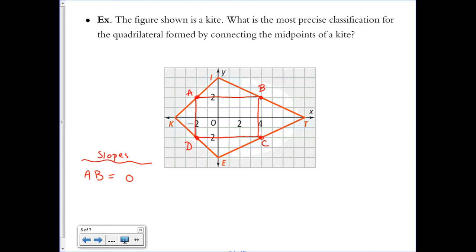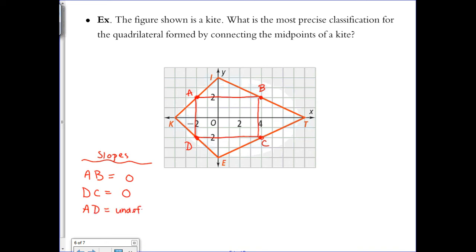I don't need to use the coordinates to show that the slope of that line is 0. If you did use them, you would get 0 because the y minus the y would give you 0 on the top of the fraction. And the slope of DC is also 0 because that's a horizontal line. The slope of AD is undefined because it's a vertical line. The slope of BC is undefined because it's a vertical line.